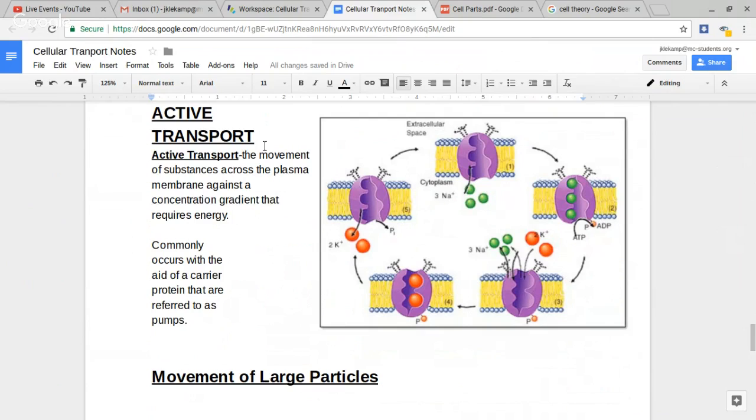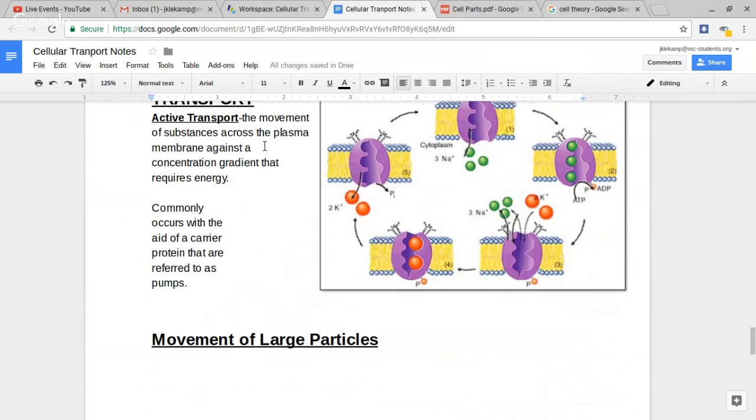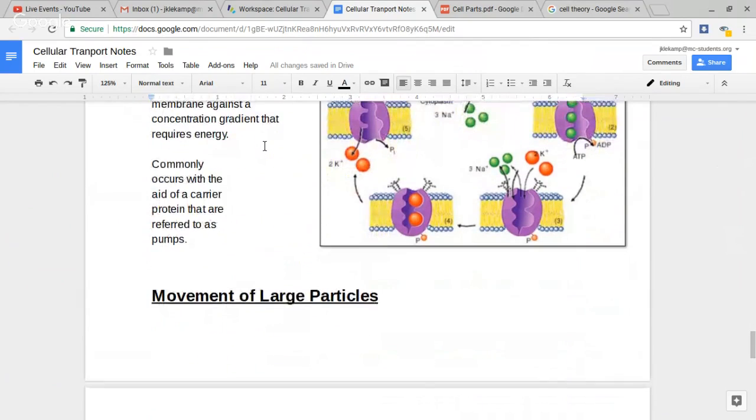When we use our muscles a lot, we do a lot of movement of sodium out. That's why when you sweat, like I explained to you guys the other day, your sweat is very salty in taste. And we're trying to replace or put some potassium back into our cells.